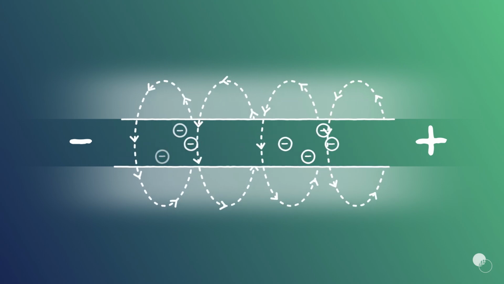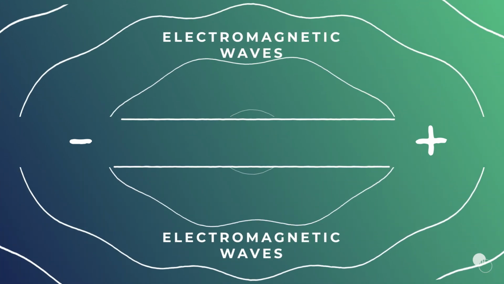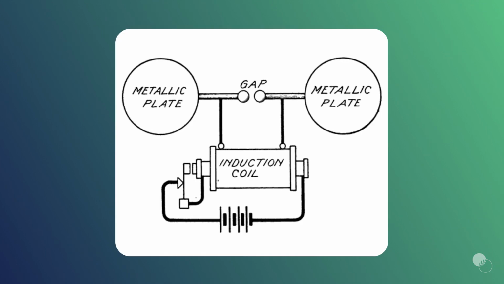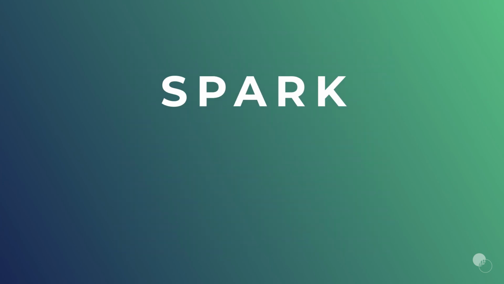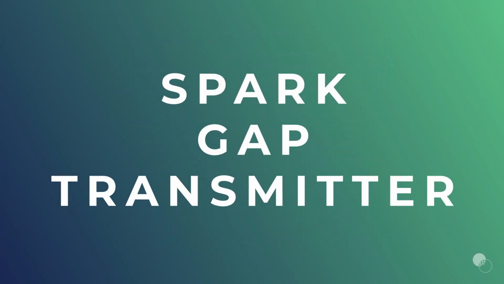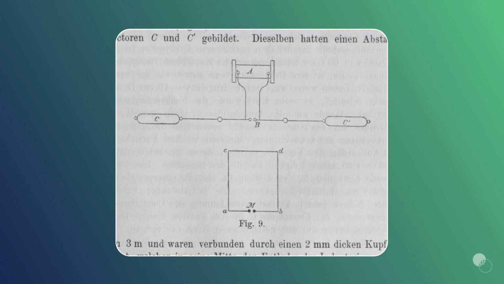Last episode, we broke down some of the science of how electromagnetic waves are created. So now let's get into Hertz's successful experiment and the process he created. Hertz used a setup called a spark gap transmitter to successfully generate his electromagnetic wave. So let's walk through how this worked by building it up step by step.